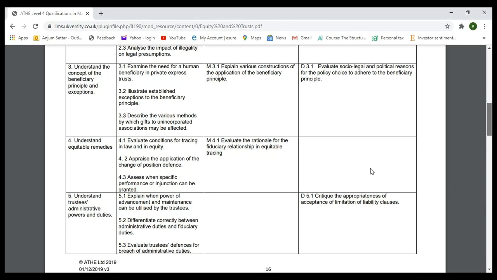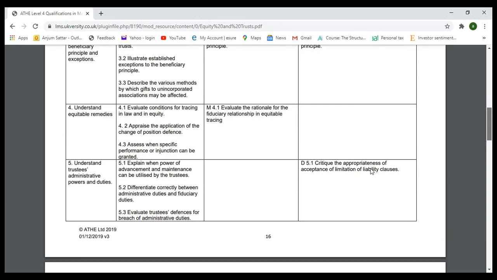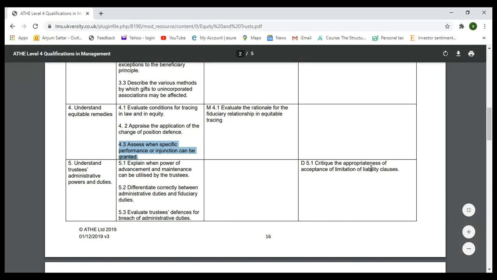So today's lesson will go through equitable remedies, conditions for tracing in law and equity. We'll go through appraising the application of the change of position defence, and assessing when specific performance or injunction can be granted. That will be the key in our lesson today. Then you have a merit criterion as well, fiduciary relationship in equitable tracing.